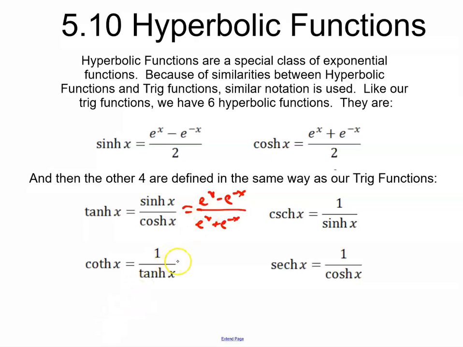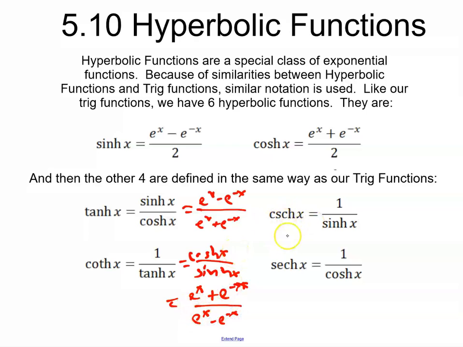Hyperbolic cotangent is just the reciprocal of that. So it could be written like 1 over hyperbolic tangent, or as hyperbolic cosine over hyperbolic sine, or as what those actually equal: e to the x plus e to the negative x over e to the x minus e to the negative x.